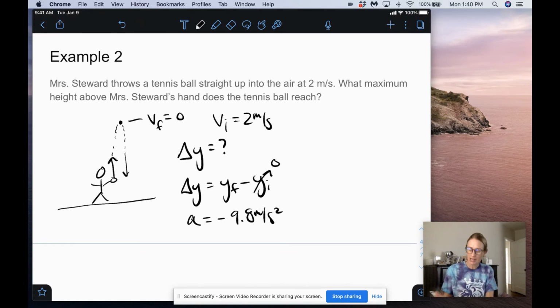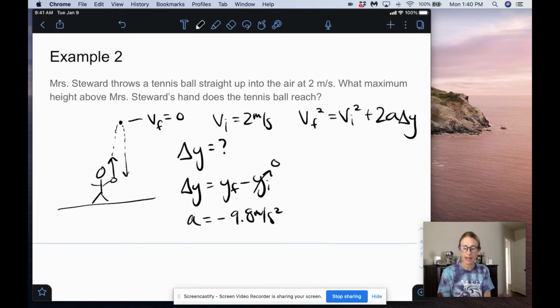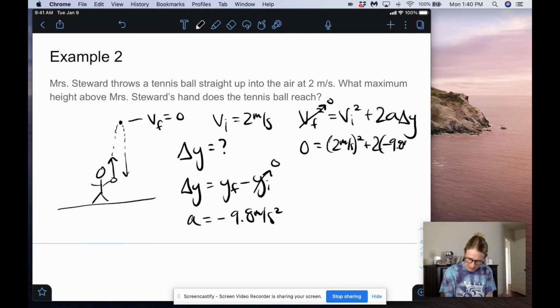So the equation that I use here is final velocity squared equals initial velocity squared plus 2 times acceleration times delta y. In this case, final velocity is 0. And then here I'm just going to plug in my numbers. So I get 0 equals initial velocity of 2 meters per second, squared, plus 2 times acceleration, which is a negative 9.8 meters per second squared, times delta y.